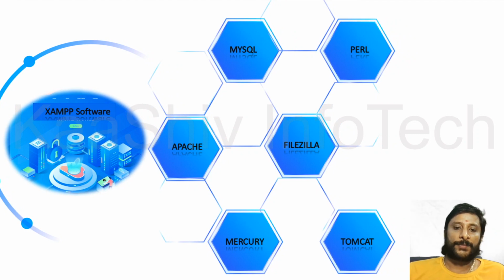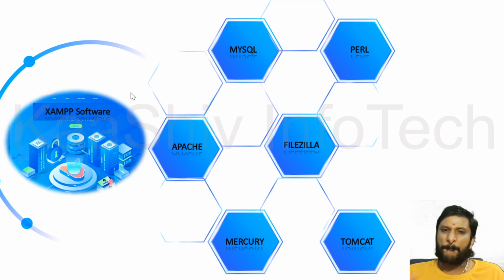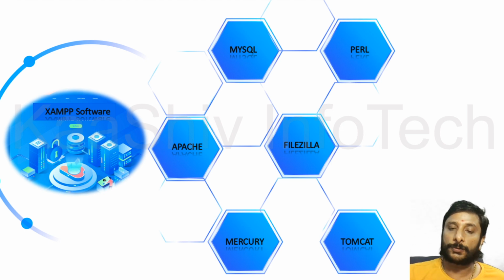So this XAMPP software is a powerful box which has Apache, the web server which I teased you before, the MySQL database, Perl for scripting, FileZilla for transferring files to remote servers, Mercury for testing, and Tomcat as a web server. And I missed out PHP. Let's include PHP here. Okay, we have PHP also. So these are the things available in the XAMPP software.